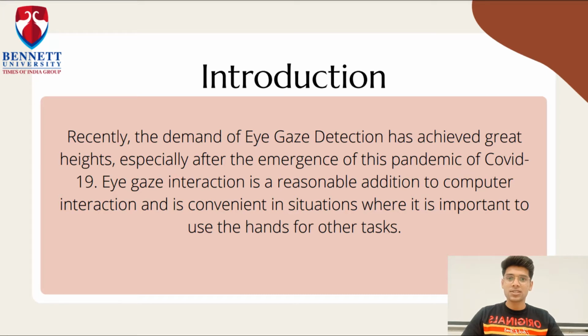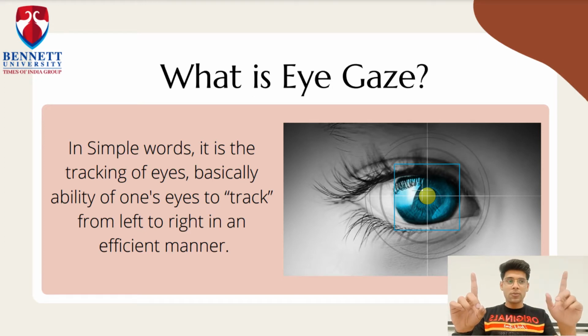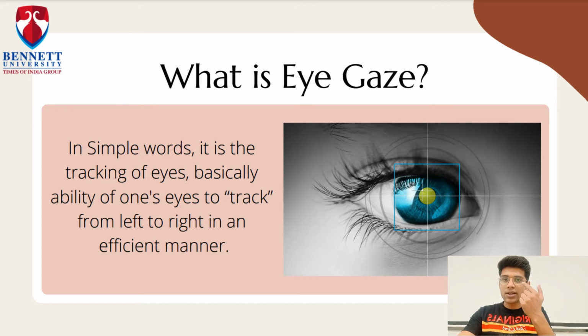First of all, let's discuss what eye gaze detection is all about. Basically, eye gaze detection in simpler words is tracking of eyes, the ability of one's eye to track from left to right in an efficient manner. Let's understand this in a better way. For example, let's say this is a point. We are looking at this point and suddenly we look at some other point. Then a gaze is created. And we are going to detect this gaze, like where our eyeballs are looking at.